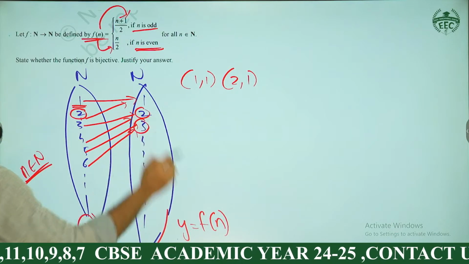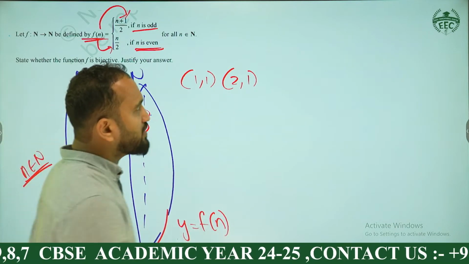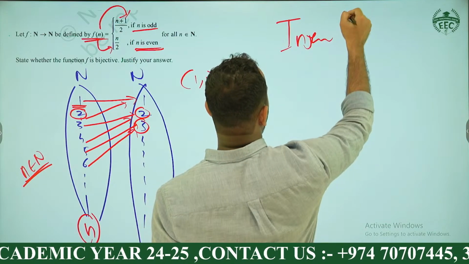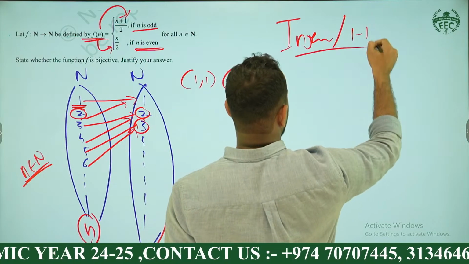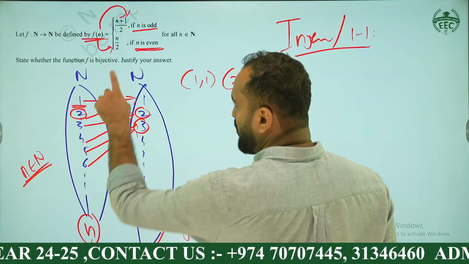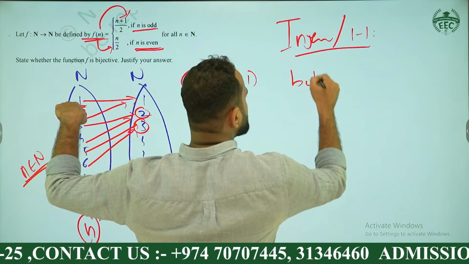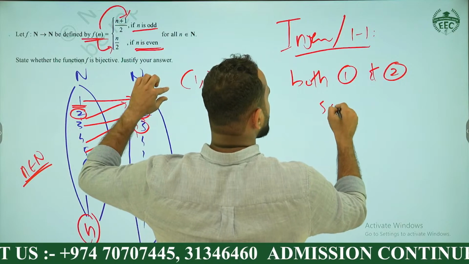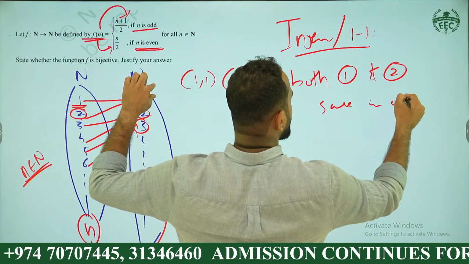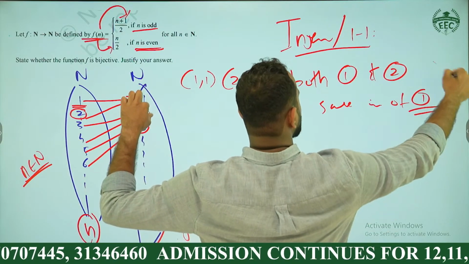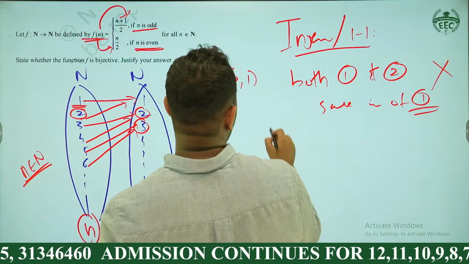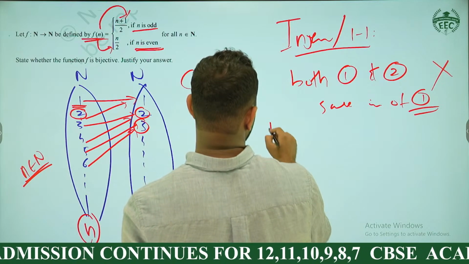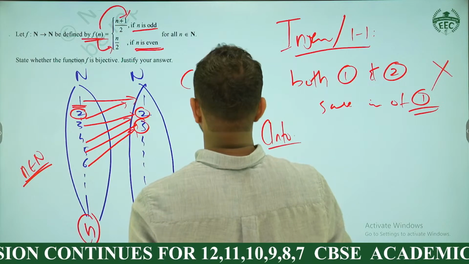So, gentlemen, my question is very simple. Tell me whether this function is injective, that is one-one, or not. The function is not one-one because both 1 and 2 have the same image, which is 1. Therefore, the function is not one-one. Now, tell me whether the function is onto, surjective, over here.